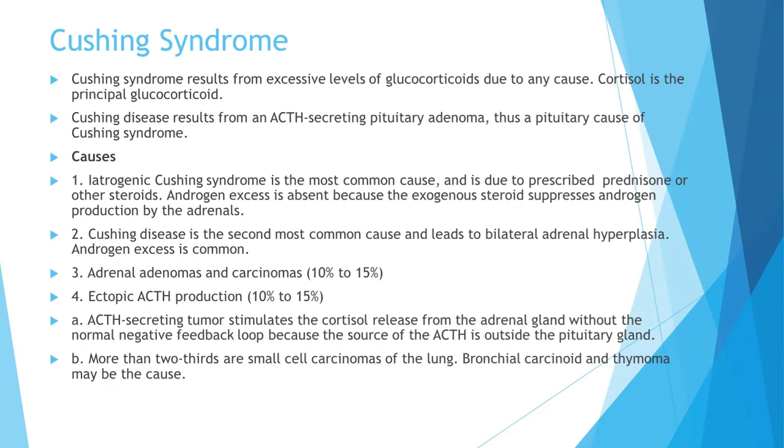Now, adrenal adenomas and carcinomas tend to be the cause in 10 to 15% of the cases. Ectopic ACTH production, just like in the case of an ACTH secreting tumor, stimulates the cortisol release from the adrenal gland without the normal negative feedback loop because the source of ACTH is outside the pituitary gland. More than two-thirds are small cell carcinomas of the lung. Bronchial carcinoid and thymoma may be the cause.